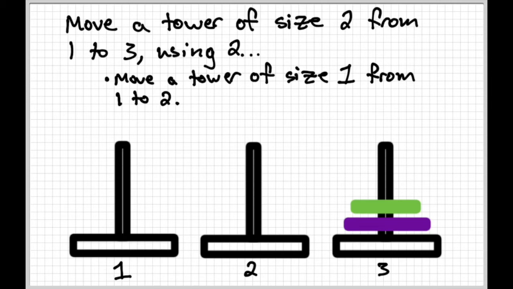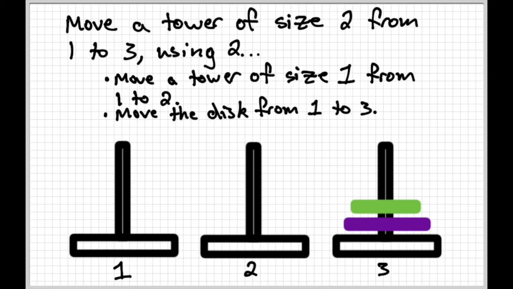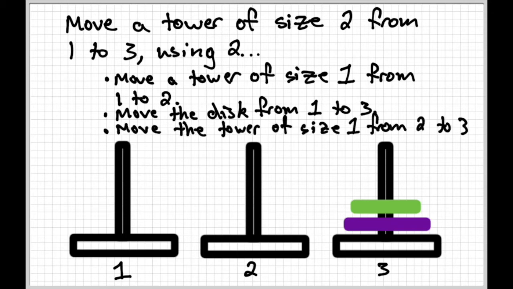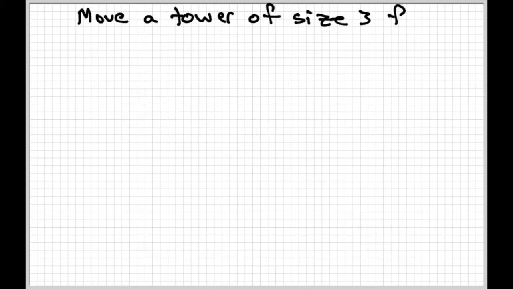We're alluding to, obviously, already kind of the recursive solution here. And the second step was to move the disc from 1 to 3, and then finally to move that tower of size 1 from peg 2 to peg 3, and then we were finished. Okay, so again, just a slight change in the wording of what I did there hints heavily at how we might solve this problem in the general case. So let's move on now to a tower of size 3. We want to move a tower of size 3 from peg 1 to peg 3, again using peg 2 as an intermediary.